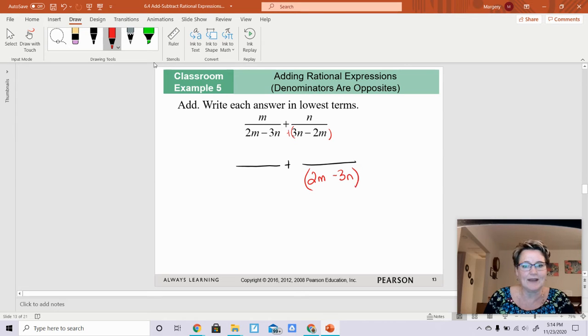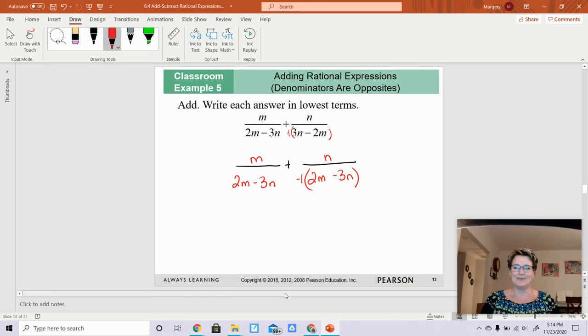I can't forget that I multiplied it by a -1, because it still has to look the same. This still has to be a -2m, and this still has to be a positive 3m. I just manipulated it a little. That's all I did. Now over here, I get 2m minus 3n over m and then n. So now I need a common denominator.